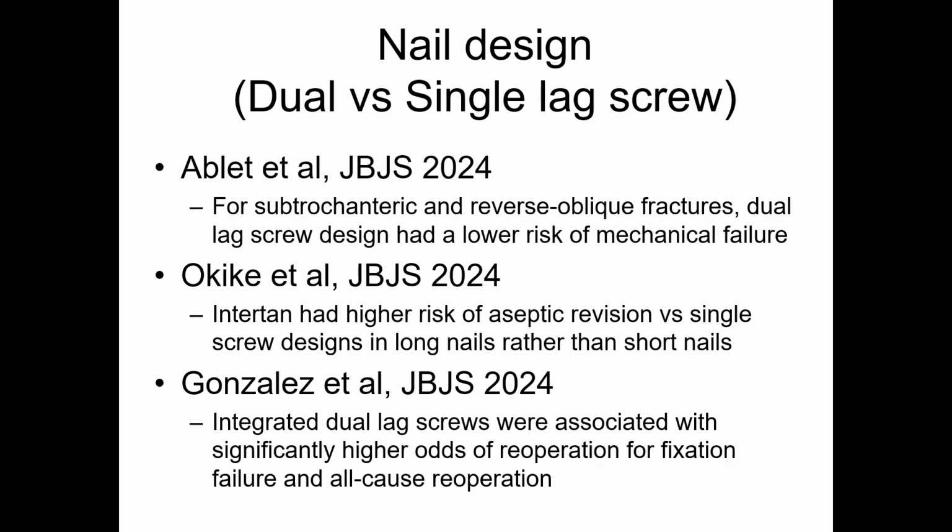The recent literature around dual versus single lag screw designs emphasizes this controversy. There have been 3 papers recently published in the JBJS. In the first paper, for subtrochanteric and reverse oblique fractures, dual lag screw designs had a lower risk of mechanical failure. In the second, the Intertan nail had a higher risk of aseptic revision versus single screw designs in long nails rather than short nails. And in the final paper, an integrated dual lag screw design was associated with significantly higher odds of reoperation for fixation failure and all-cause reoperation.